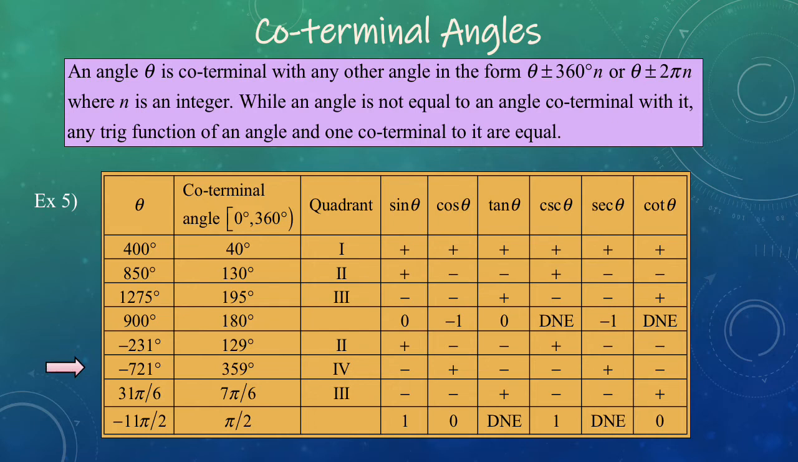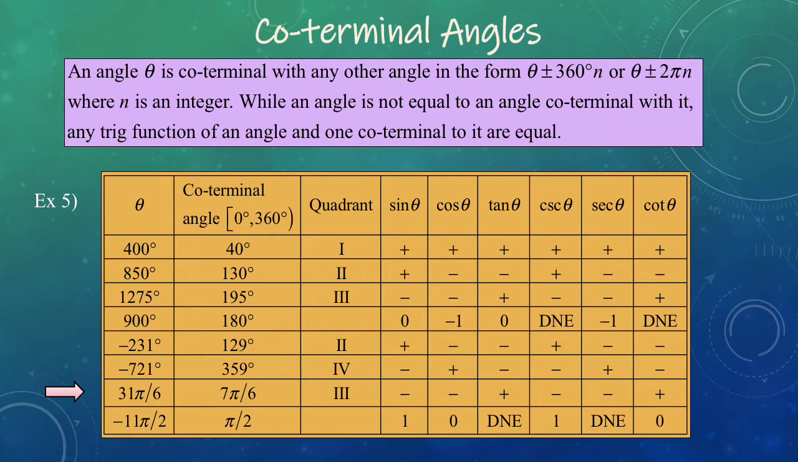For -721 degrees, we add 360 degrees 3 times, leaving us with 359 degrees. That's a quadrant 4 angle, and the only trig functions that are positive in quadrant 4 are cosine and secant theta. Sometimes our angle theta is in radians.